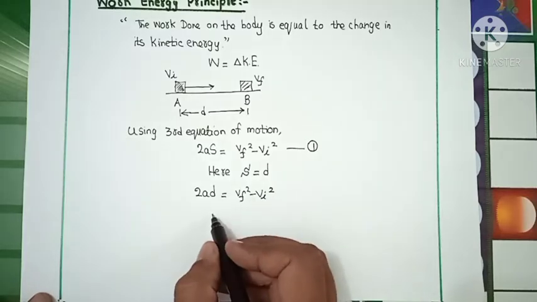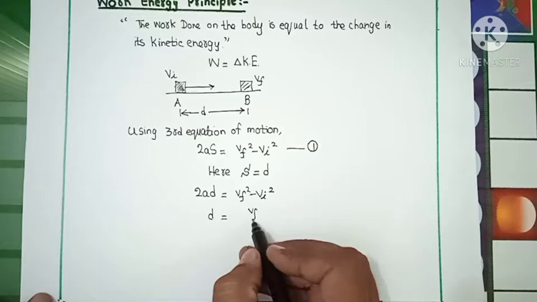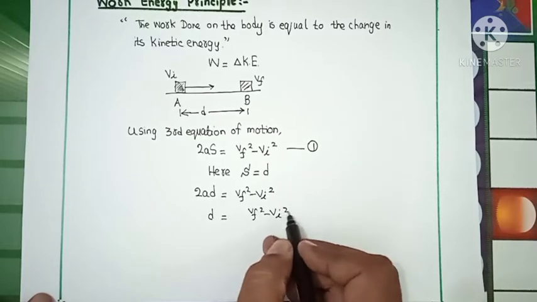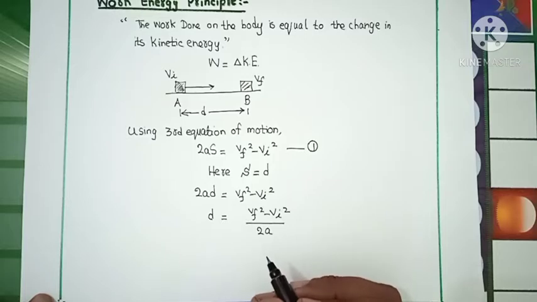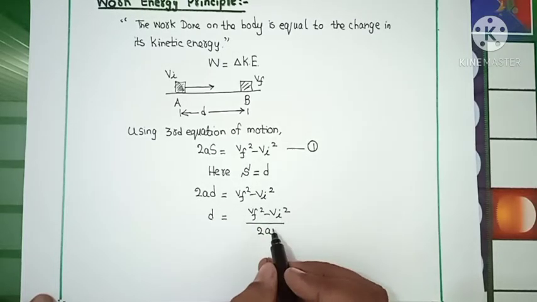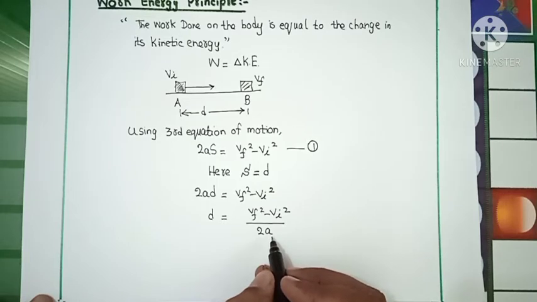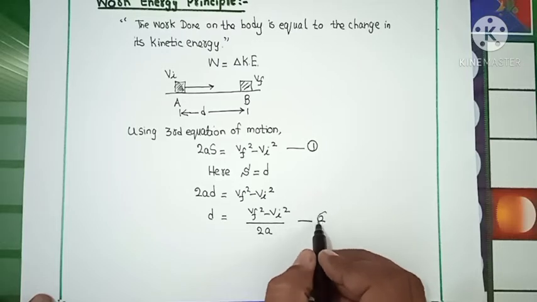And we have to find the distance now. So 2a is multiplying on the left hand side; on the right hand side, it is divided. D is equal to Vf square minus Vi square divided by 2a. Equation number 2.